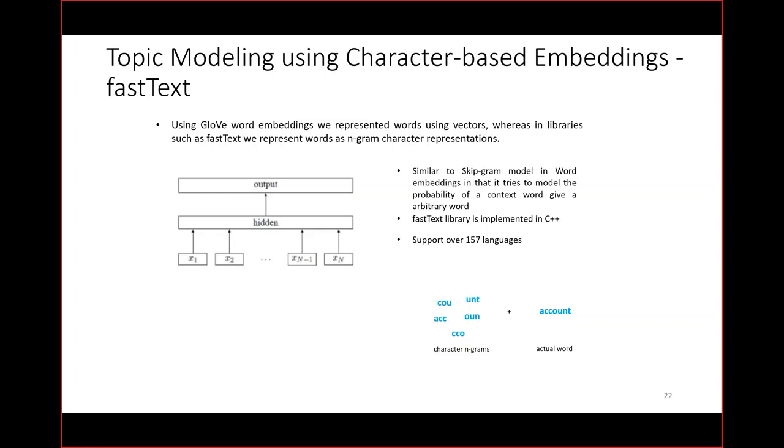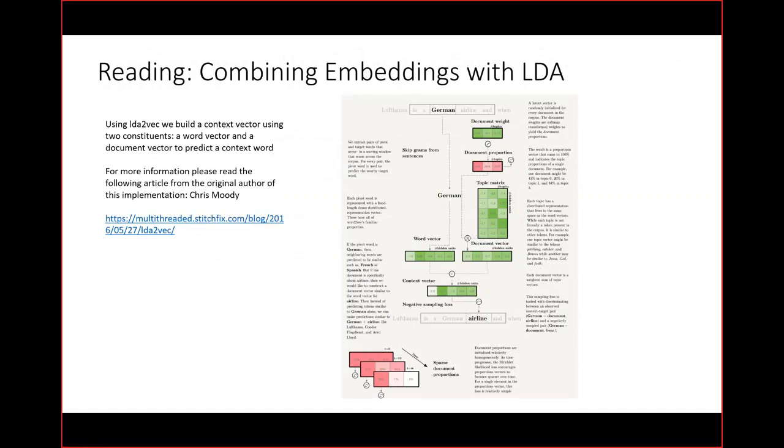Like if you spell the word account by mistake, maybe you miss the T, for example. Word embeddings will say, oh, I don't recognize this word. But character-based embeddings will actually be able to recognize the word account even though it's missing the T. So that's why this is more robust to grammatical mistakes that humans make.